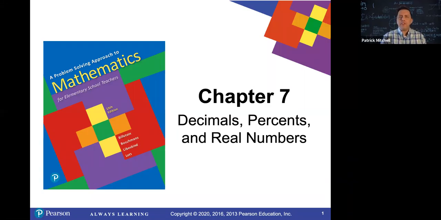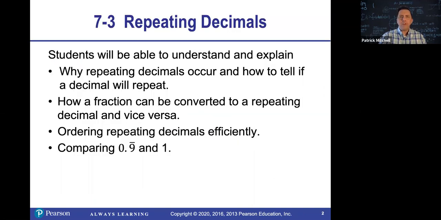We're continuing with Chapter 7 on decimals, percents, and real numbers. And today we're talking about repeating decimals. So in this section, you'll be able to understand and explain why repeating decimals occur and how to tell if a decimal will repeat, how a fraction can be converted to a repeating decimal, and vice versa, ordering repeating decimals efficiently, and comparing these two numbers, 0.9 repeating and 1. So kind of a surprising fun thing there.